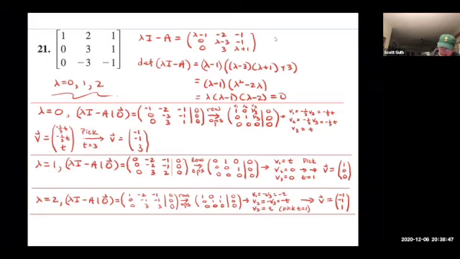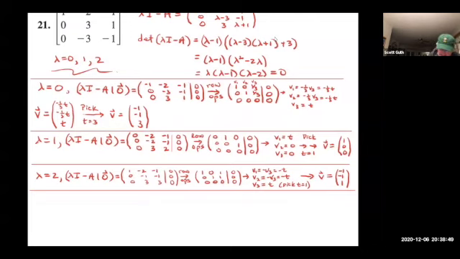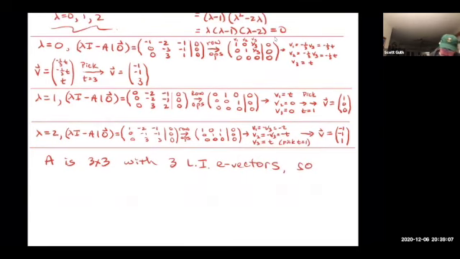This matrix A is not defective. So A is 3 by 3, with 3 linearly independent eigenvectors. So A is not defective. Okay. Next problem.